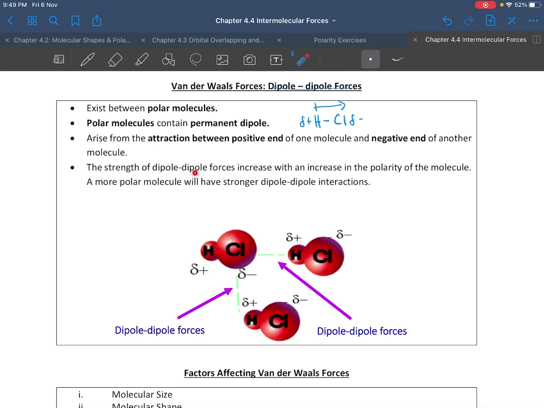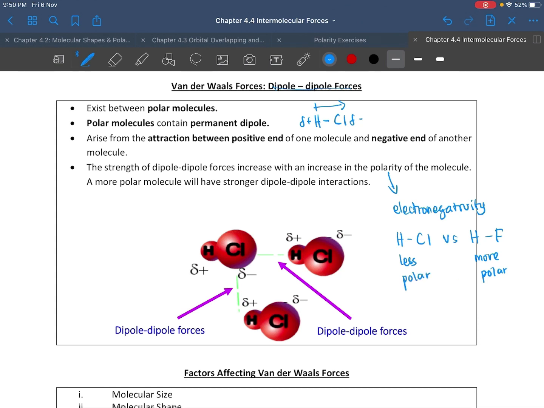Okay, so the strength of dipole-dipole forces increases with the increase in polarity of the molecule. A more polar molecule will have stronger dipole-dipole interaction. So, kiranya kekuatan strength of dipole-dipole forces ni bergantung kepada polarity. And for polarity, polarity depends on electronegativity lah. Okay. So, kiranya kalau kita ada HCl versus dengan HF. So, which one is more polar? Okay. So, sepatutnya HF is more polar. Then, this one, ini less polar. So, kenapa dia more polar?